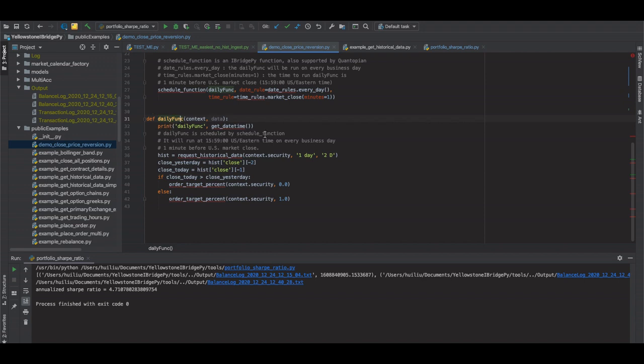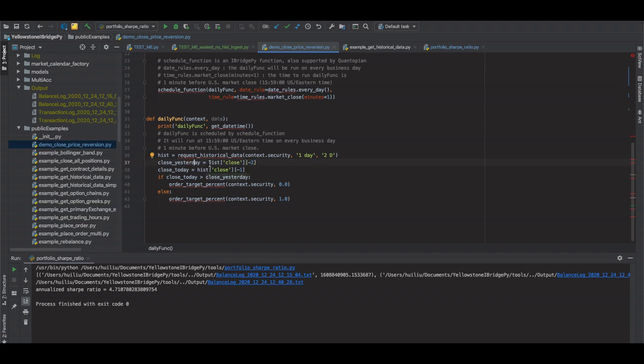And daily function is the function where the trading decisions are really made. So first, we print out the time when this function is triggered. So we use an IBridgePy function called getDateTime. And then we request historical data. Because we only need a daily bar and we only need yesterday's price, so we request historical data of SPY, and we want daily data, we want to go back 2 days.